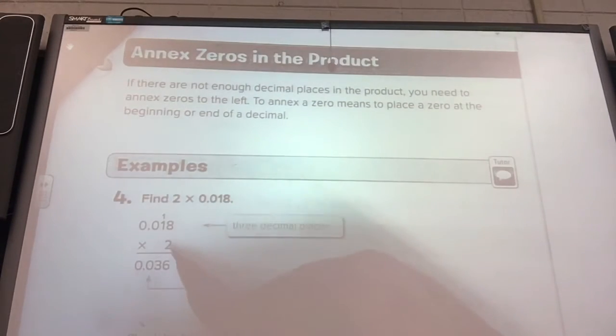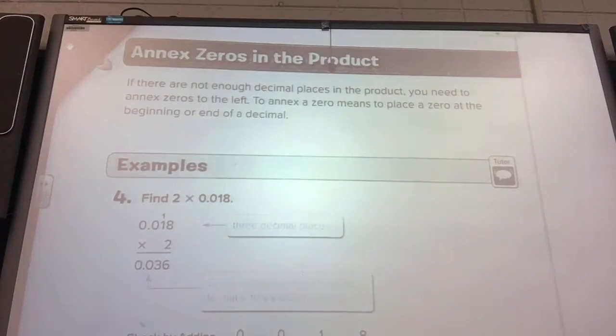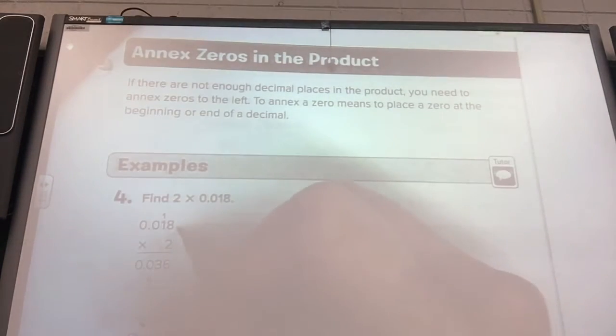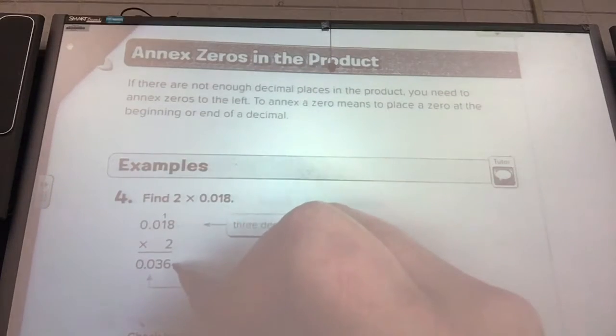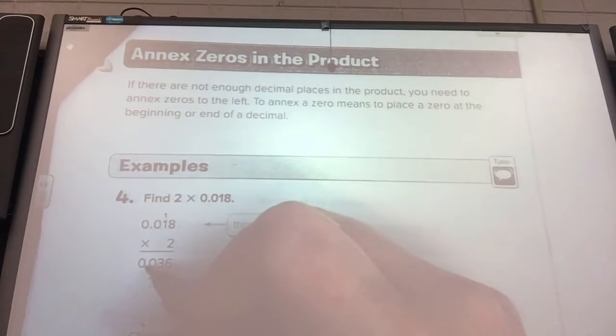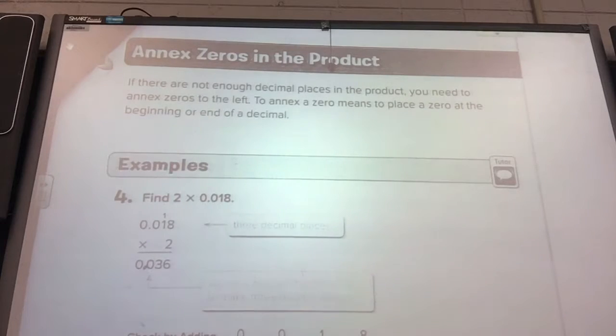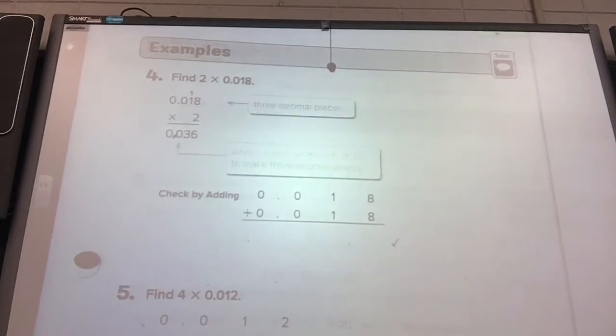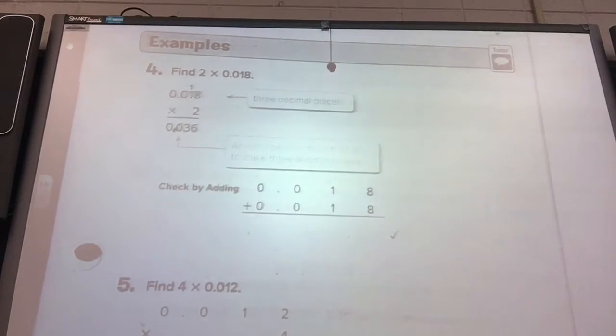Alright? We end up with an answer of 36, 0, 0. So if this goes over 3 decimal places, this has to go over 3 decimal places. Put that decimal right there. And if there's not enough zeros, you would add a 0 to make it 3 decimal places. So I think a better example is just by doing it. I think you'll understand this better once you do it.